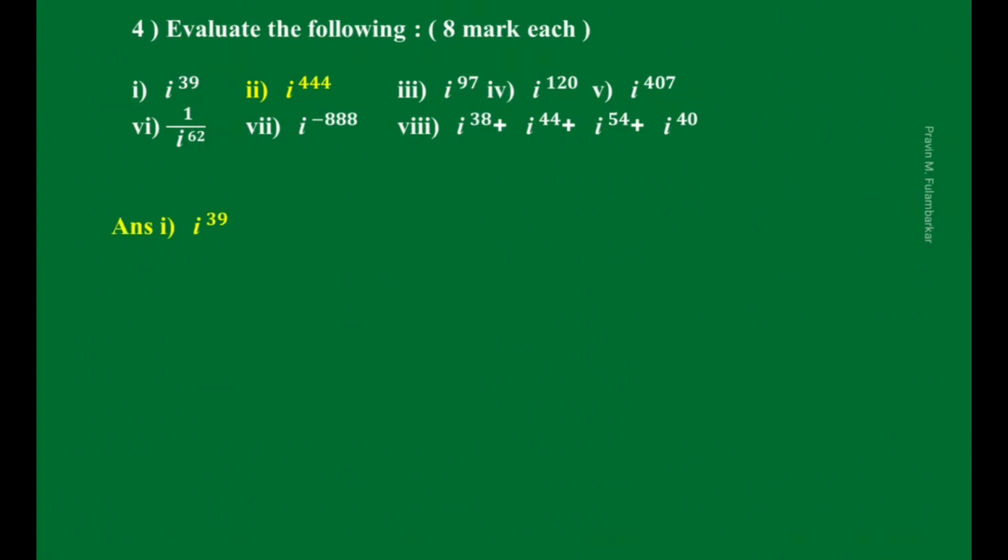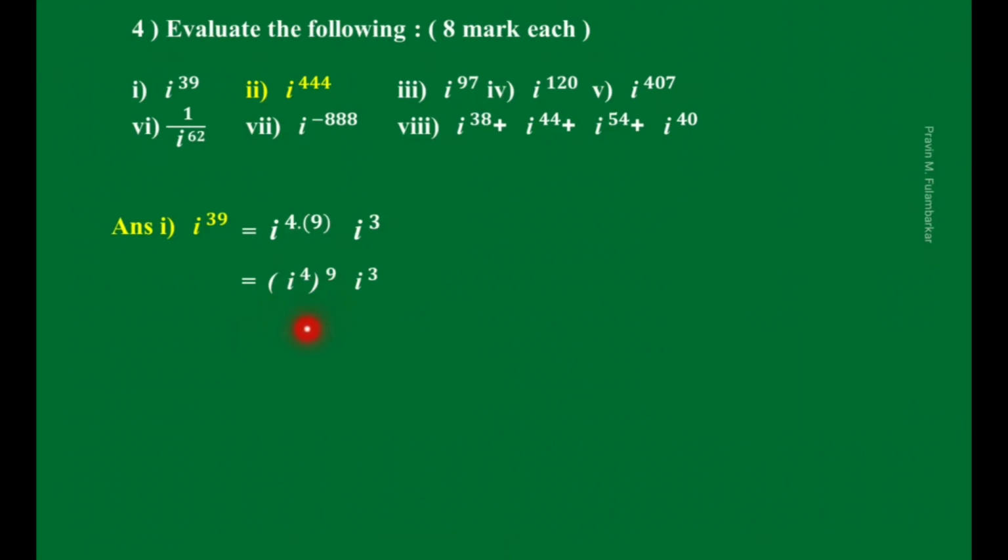So see the first sub question, i raised to the power 39. So we know that 9 fours are 36, 36 plus 3 we get 39. So we first write this in quotient remainder form, that means the remainder is 3. So see here, 9 is a multiple of 4, so we write this as a raised to the power m raised to the power n, and i raised to the power 4 is 1, 1 raised to the power any number is 1, so we get i cube is minus i. So we write this first as i raised to the power 4 raised to the power 9.